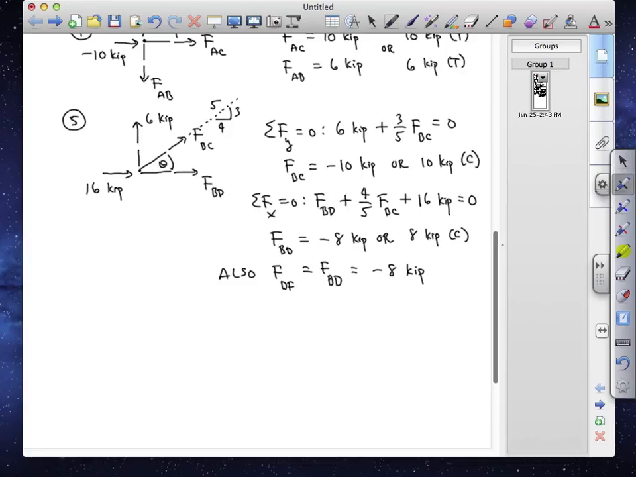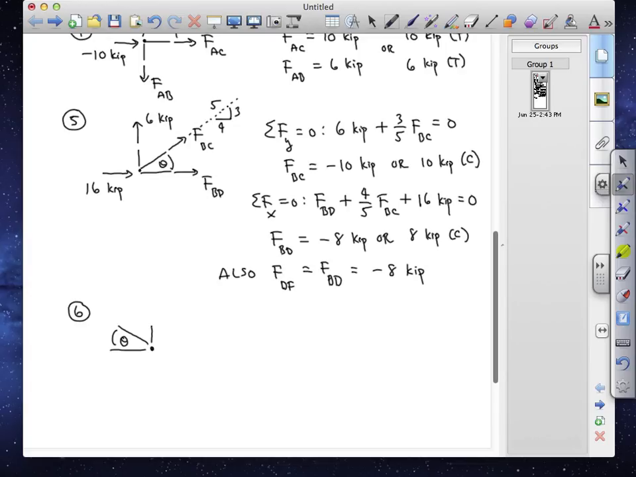So we'll proceed to our last free body diagram here at joint F. And I'm going to do something just a little bit different with this last free body diagram. I'll first make a note here that this angle theta is the same angle that we had for free body diagram 5. So it's again a 3, 4, 5 triangle. The sine of theta will be 3/5, the cosine 4/5.